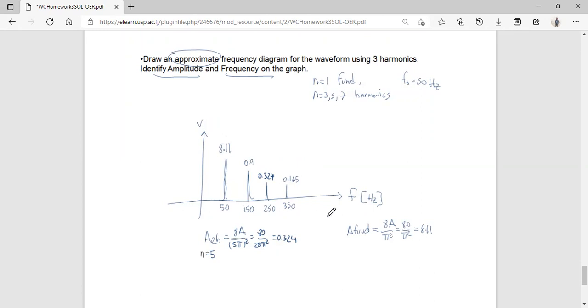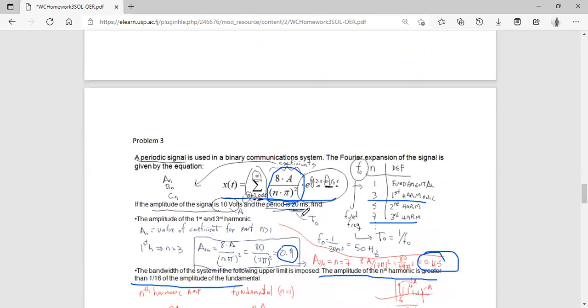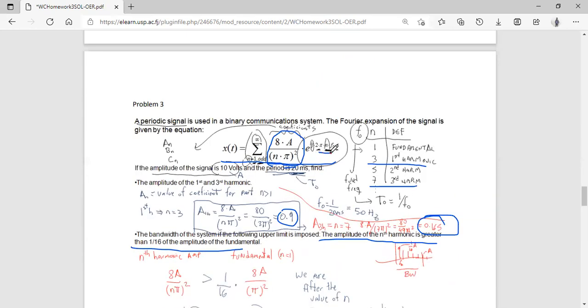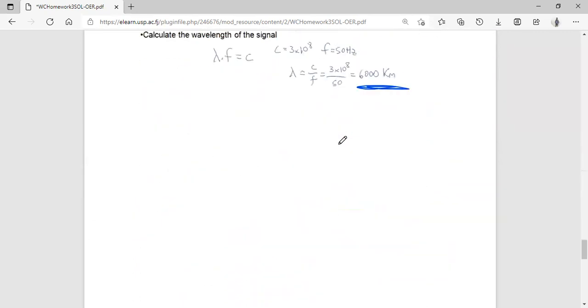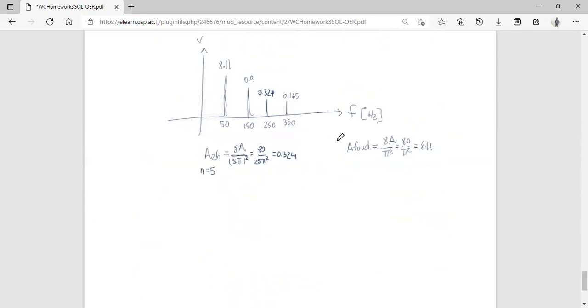So the frequency values will be all multiples of n times f naught, isn't it? Here you can see this particular part states that the frequency values will be n times f naught. So that's how you get this particular value. You know our f naught is 50. So when n is equal to 1, the magnitude is 8.11. The frequency will be n times f naught. So n value is 1. So if n value is 1, you get an amplitude of 8.11 and the frequency will be 50 hertz.